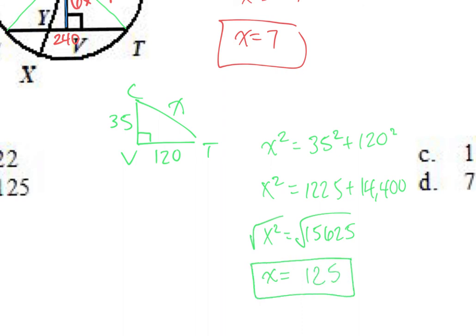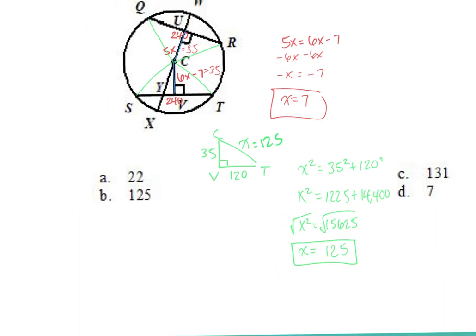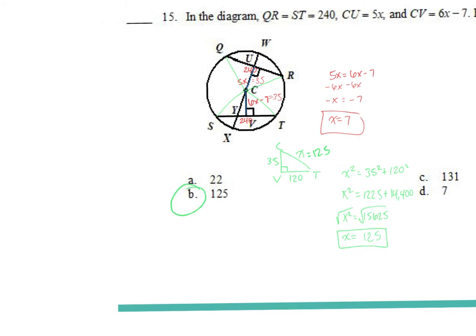This is a Pythagorean triple. Why is it a Pythagorean triple? They're all whole numbers. Very good. So we've got 125 over here, and that was our answer. Did everyone pick B? Now we picked B. Okay. This was on the quiz. Did we get it right?